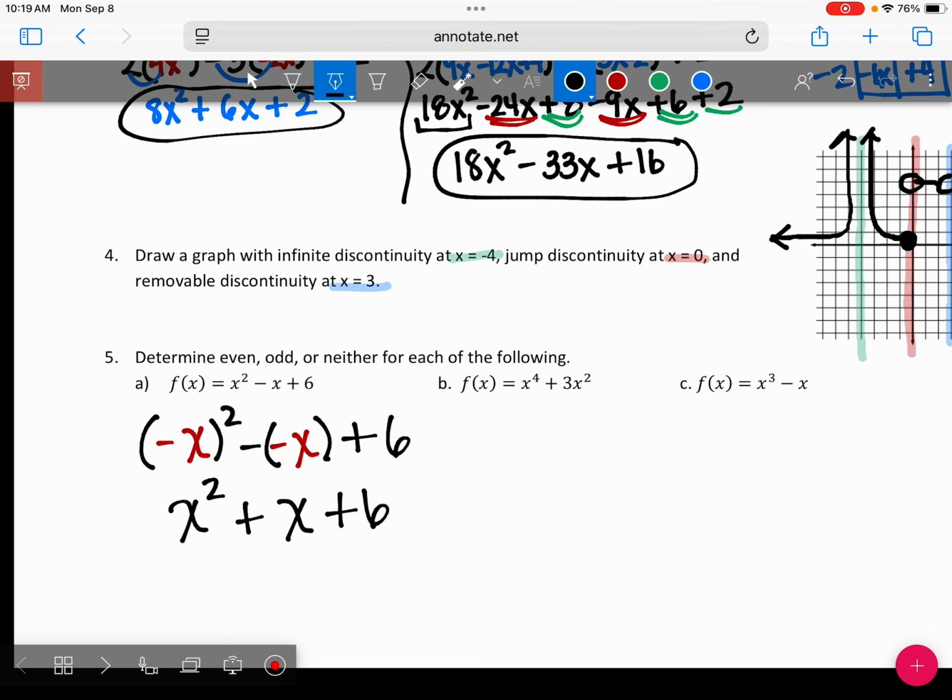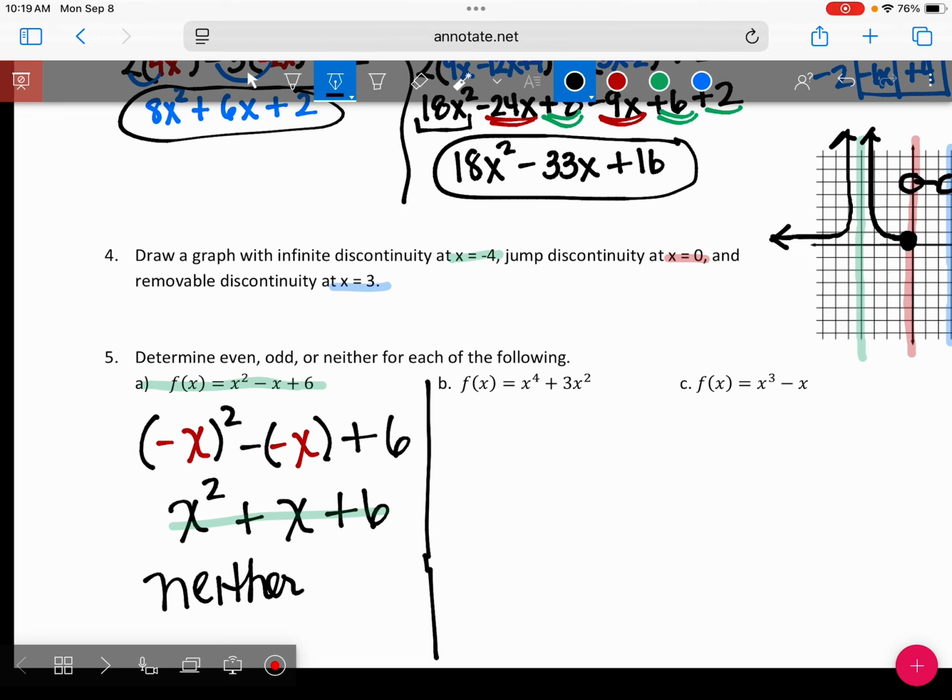So when I compare these two equations, notice that all the signs did not change and they all didn't stay the same. Some stayed, but one of them changed. And because that x changed, this would be considered neither. It has no symmetry. If you graph it using a graphing calculator, it's not symmetrical with the y-axis. It's also not symmetrical with the origin.